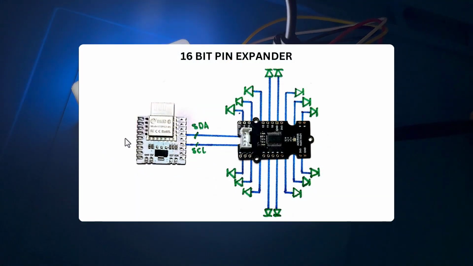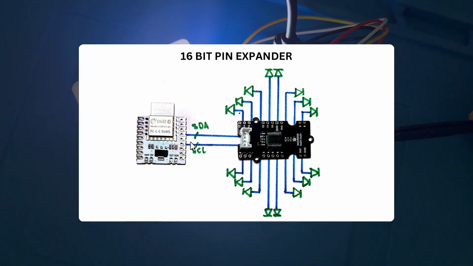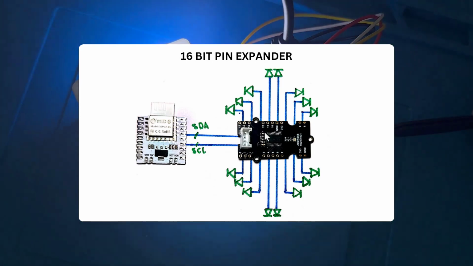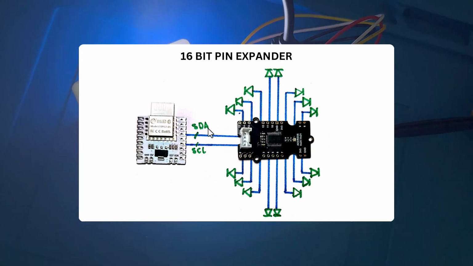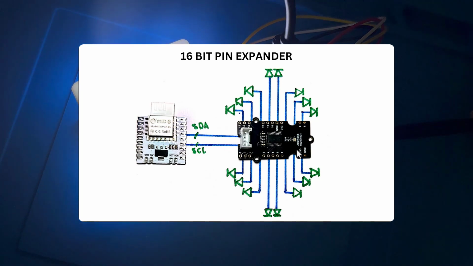Alright, so here you can see the hardware that I'm using. Here I have the ESP32C2, the development board that I've designed, connected over I2C lines, the serial data and serial clock, to the pin expander that I'm using, and it has 16 output pins.